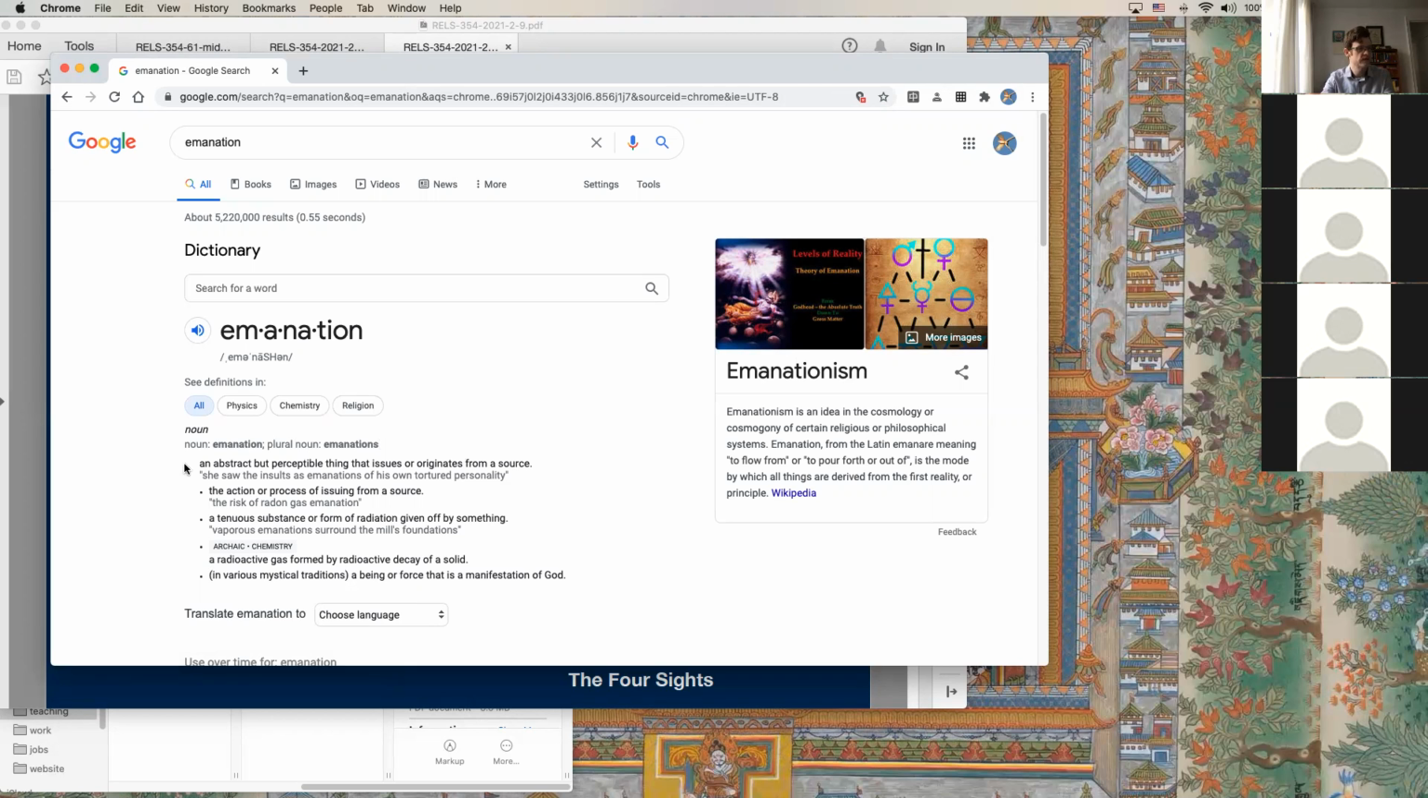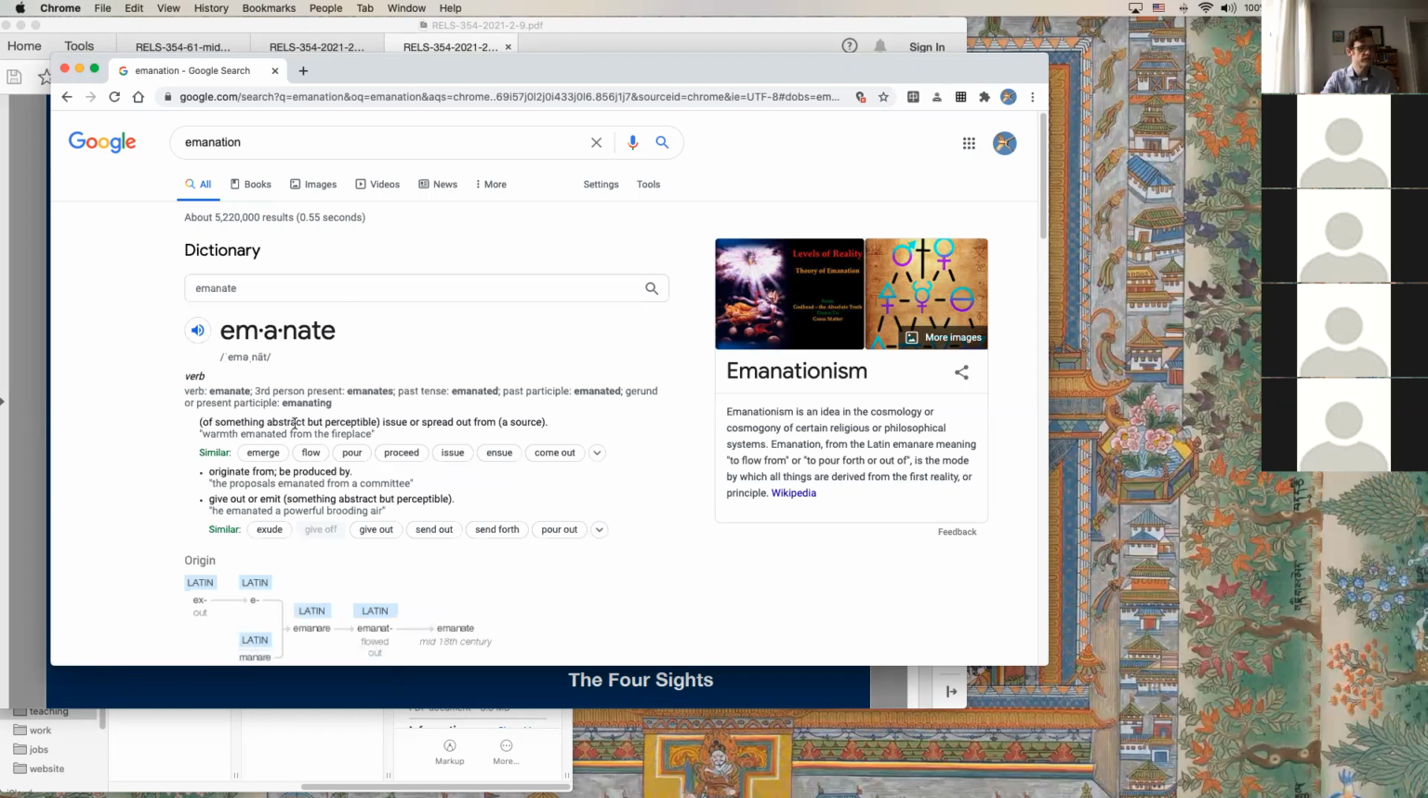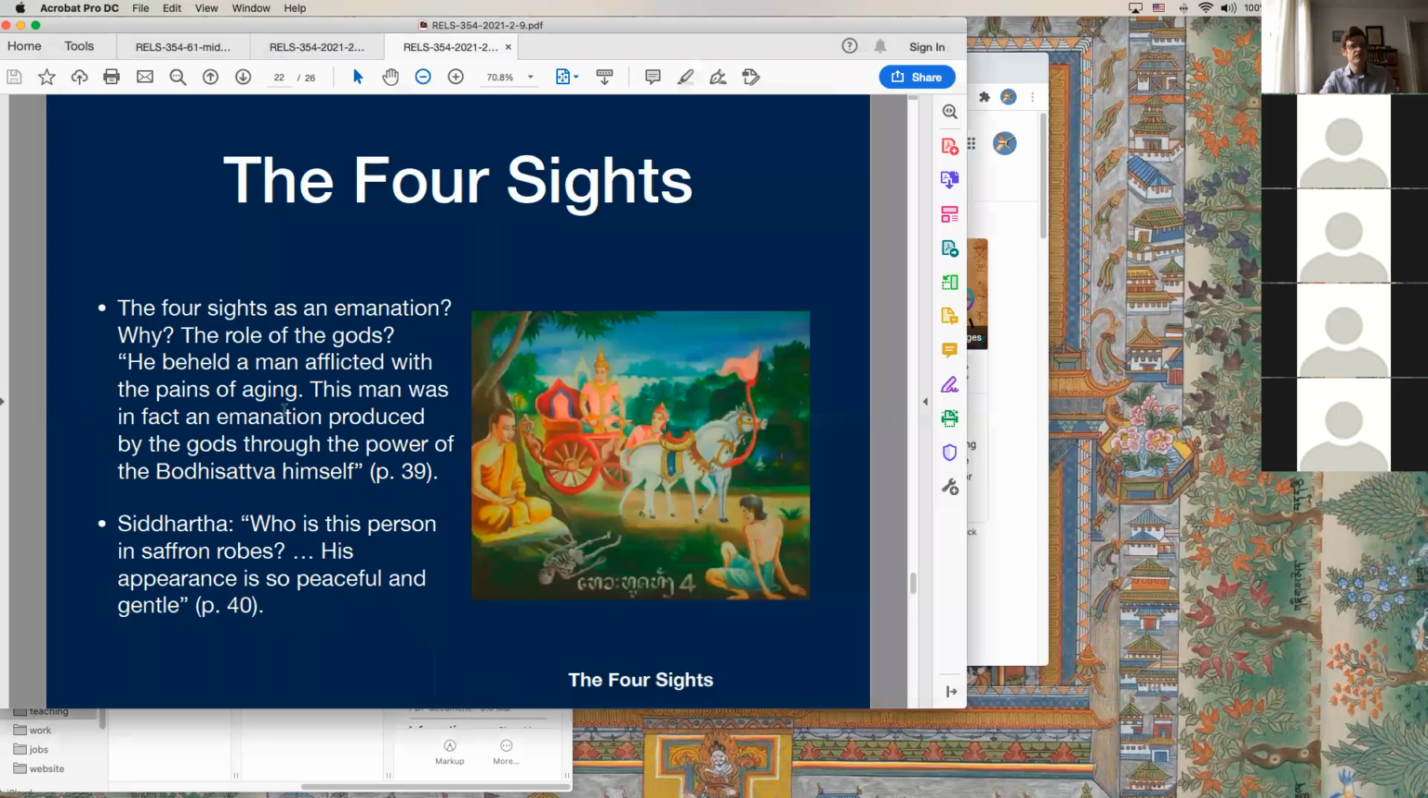It's almost like to emit something, an abstract but perceptible thing that issues or originates from a source, right? So we could also just look up emanate. That's the verb form, issue or spread out from a source. It's a little bit of a confusing term, but we have this hologram almost, this thing that isn't really real. It's like an illusion produced by the gods through the power of the Bodhisattva himself. So it's almost like the prince is tricking himself into seeing this old person. Now, why is that part of this story? How do we make sense of that?